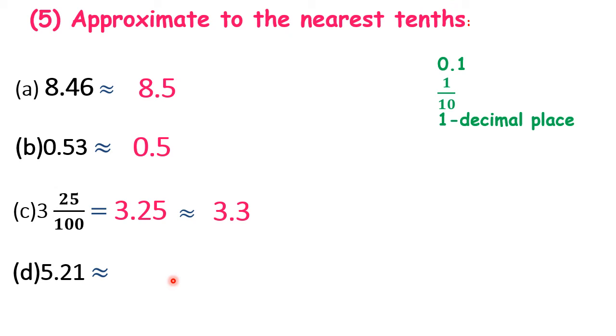D, 5 and 21 hundredths. Put line in the tenth, and it says here tenth, so put line in the tenth and look at the number before. 1, a weak number, don't give me anything, so the same number. The approximation is 5.2.